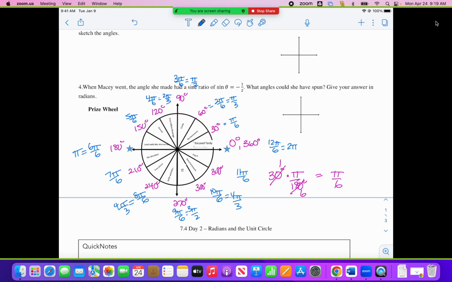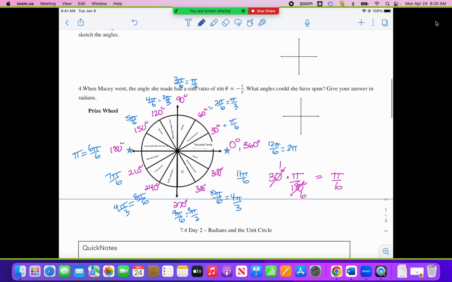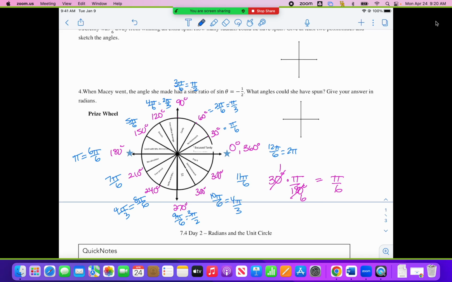So go ahead and try 1, 2, 3. And then did I cut off 4 on yours? Yeah, okay. That's what I thought. And you want to put all your answers in radians this time, okay? Now that we're working with radians.